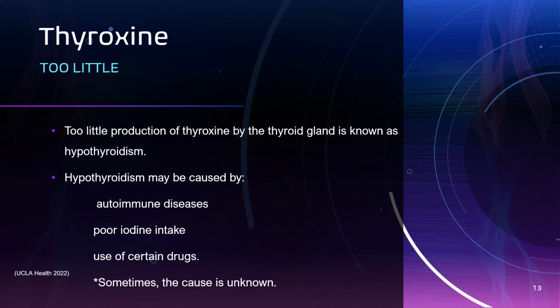So you may be asking what's happening to the body when there's too little thyroxine. Too little production of thyroxine by the thyroid gland is known as hypothyroidism. Hypothyroidism may be caused by autoimmune diseases, poor iodine intake, and use of certain drugs, and then sometimes the cause is even unknown.